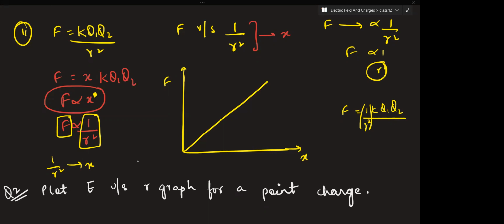So all those who will write it down till here, just let me know what is the nature of the graph for the second question, E versus R. You have the formula for electric field for a point charge. Answer me in the chat box. Just let me know, is it a straight line? Is it hyperbola? Is it parabola?